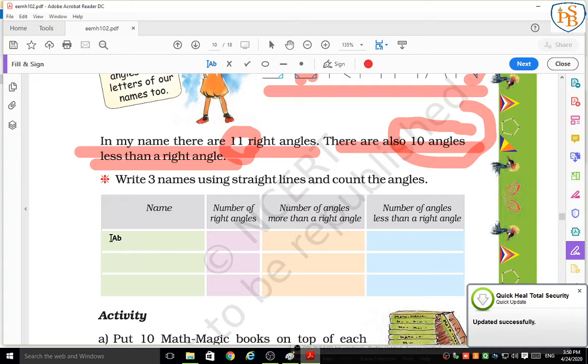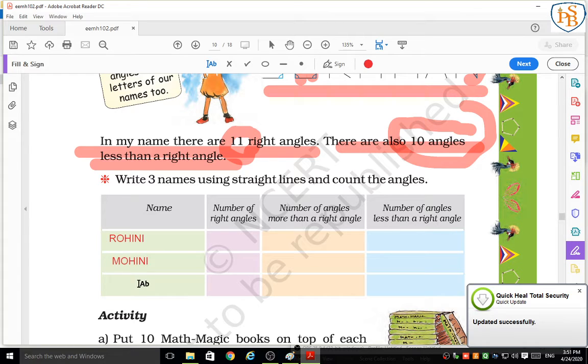Okay, I will put here. The first name is Rohini. So in that name you have to find out the number of right angles, then the number of angles that are more than a right angle, and lastly those less than a right angle. Okay, the second name is Mohini.